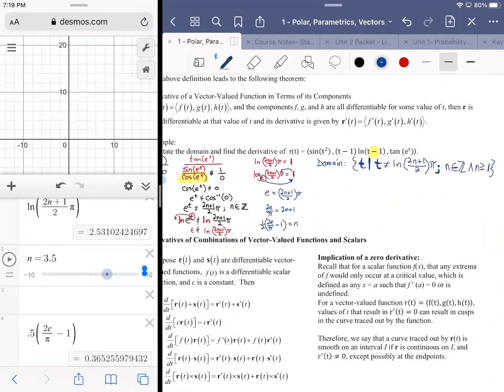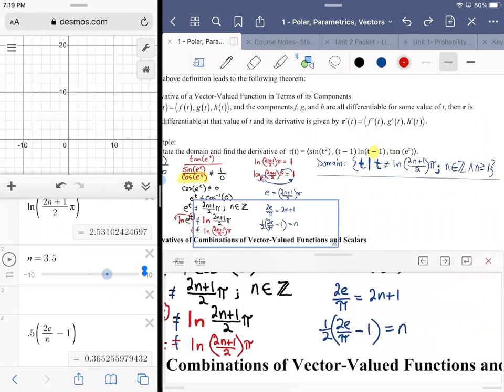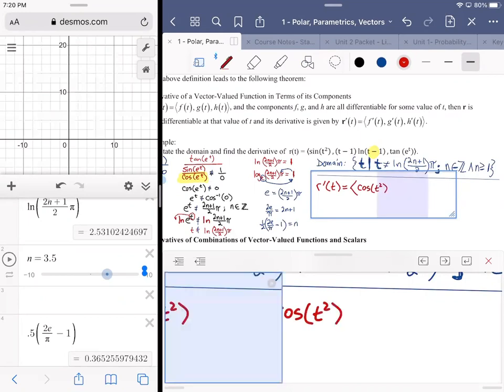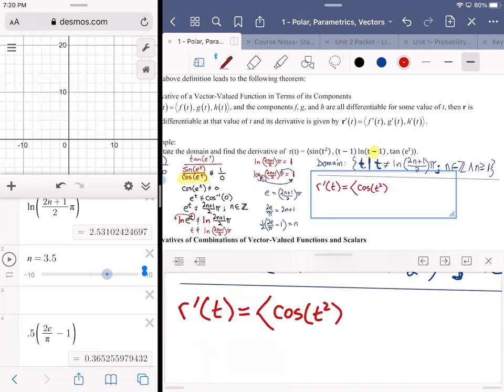Now you can finally actually get to the derivative. We'll draw a little line to separate. So for the derivative, just do it this way. R prime of t is going to be equal to, well, we're using chain rule here, so sine becomes cosine. But then we're multiplying by the derivative of the inner function. Derivative of t squared is 2t. All right, so we have that part.